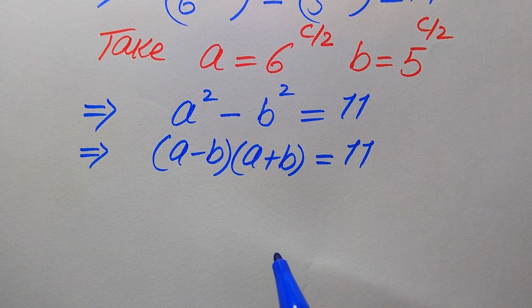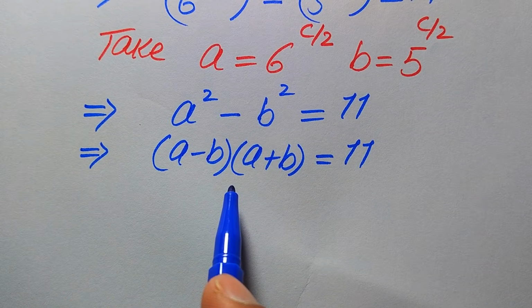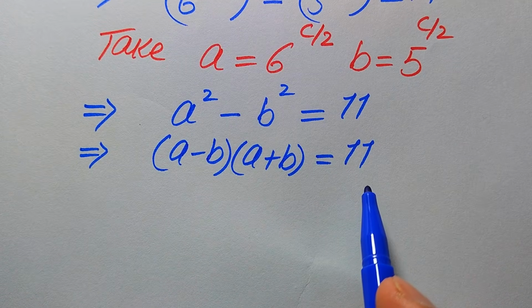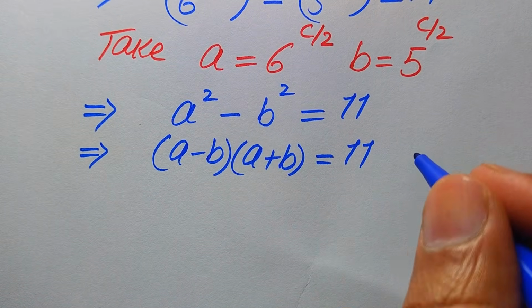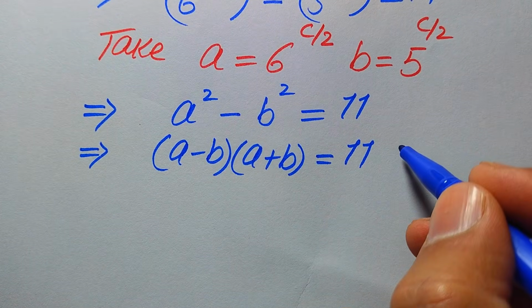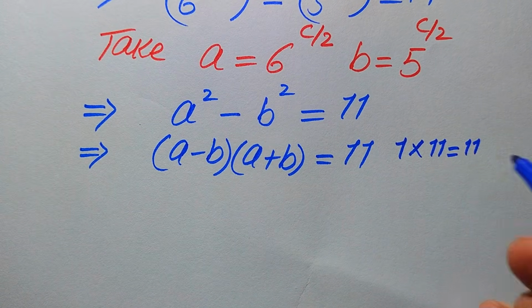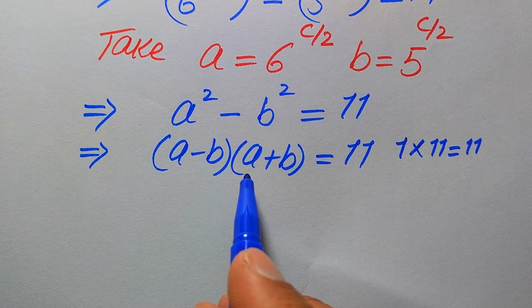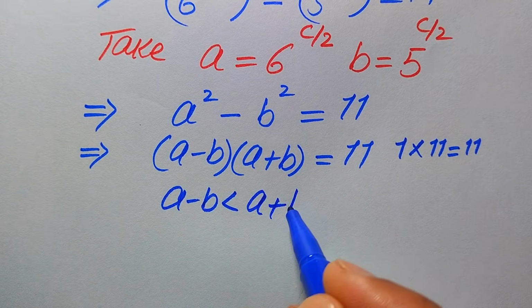So here we just find the integer values of c, so that here in the left hand side you see these two factors are multiplied by each other, but in the right hand side we have only one factor, so we need to make two factors here. So for this we find any two numbers whose product becomes 11. These two numbers are 1 multiplied by 11 is equal to 11. Okay, so here if we make the relation between a minus b and a plus b, we write it as a minus b is always less than a plus b.